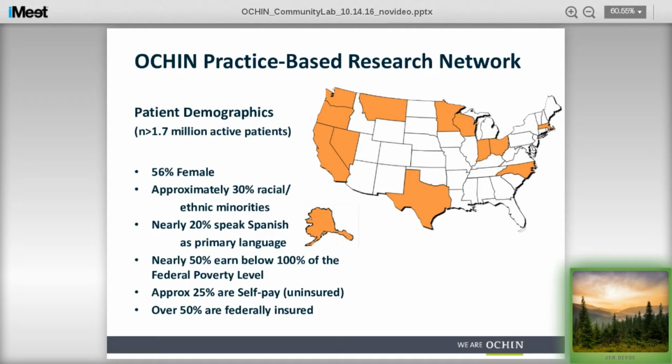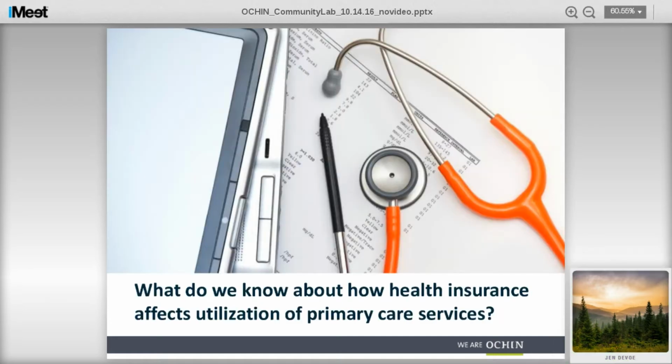Here's another map, again, where our practice-based research network sites are. Slightly more than half of our patients are female. We have about 30% racial ethnic minorities, nearly 20% speaking Spanish as a primary language. Many of the patients, nearly 50%, live in poverty, below the federal poverty level. A number of them are still uninsured, although more of our folks in states that have Medicaid expansion are now federally insured, the predominant payer being Medicaid programs, some also on Medicare.